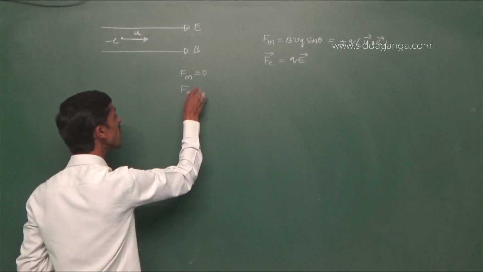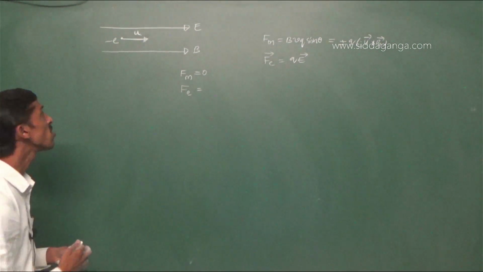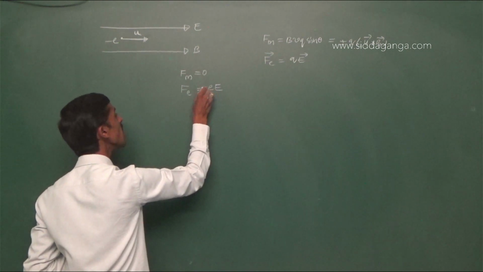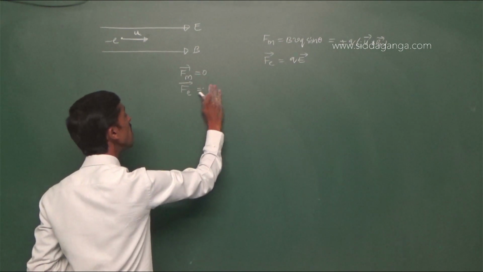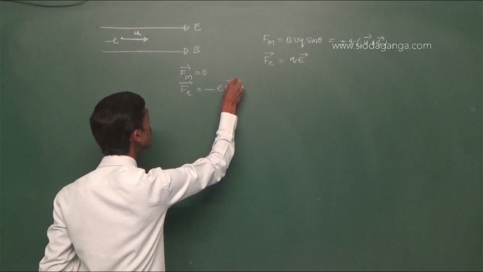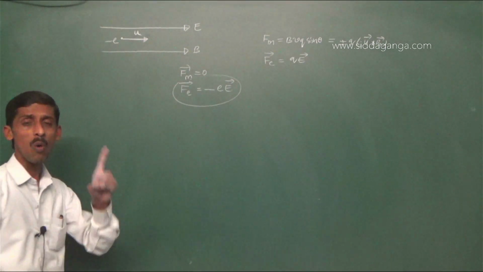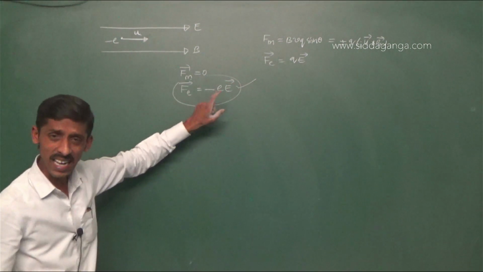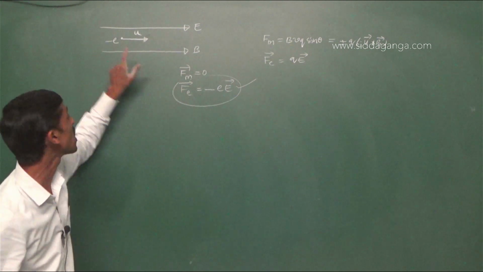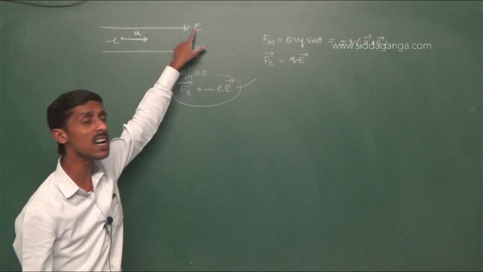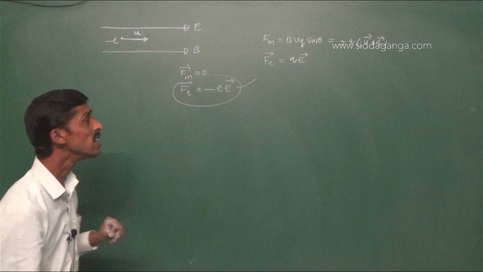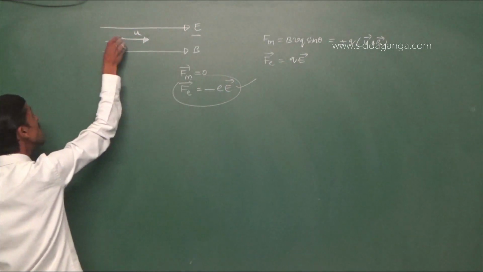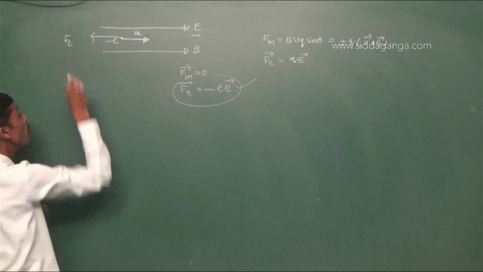However, there is electric force. That electric force is e into E. In vector form, Fe bar is equal to minus e into E bar. What do you mean by this? Only one force is there on this electron, that is electrical force. The force experienced by the electron because of this electric field is opposite to the field. So the electron is thrown in the direction of the electric field, but experiences a force in a direction opposite to the field.